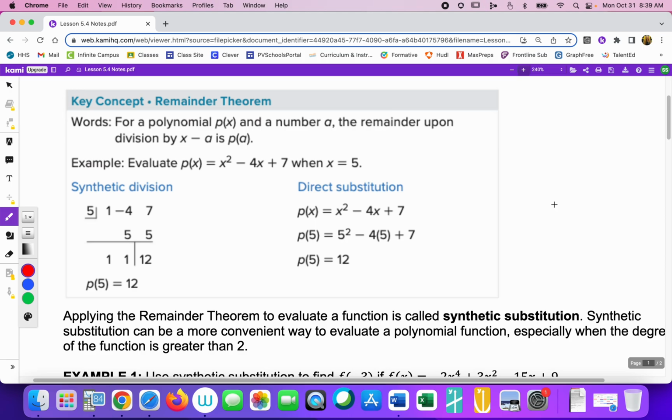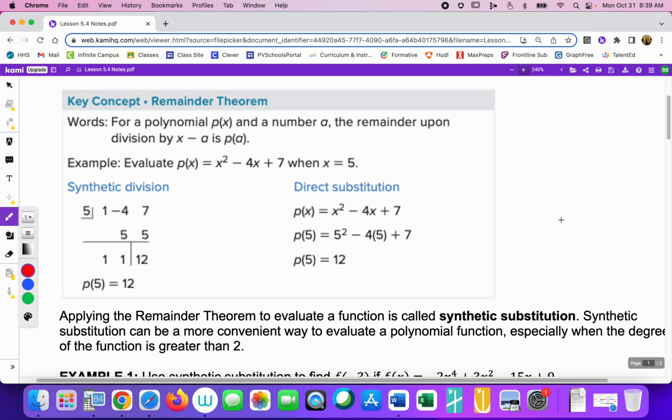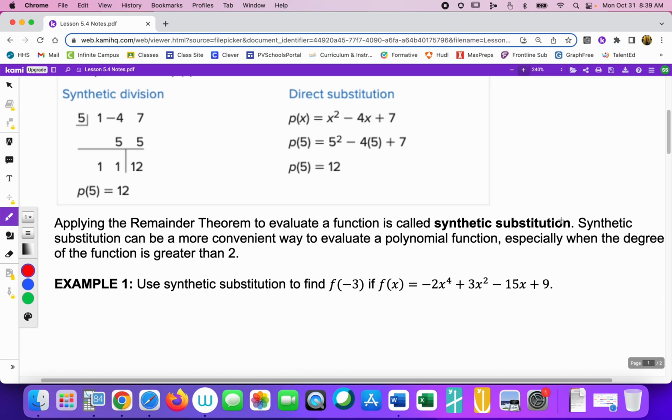The remainder is that same answer. So it's a little bit faster, especially if you don't have a calculator. But you do need to do it both ways sometimes. But we're going to be applying the remainder theorem today. So that's synthetic substitution. And it can be more convenient, especially when the degree of the function is greater than 2. So you might have a 5th degree polynomial. That's a lot of simplifying if you have to plug it in multiple times.